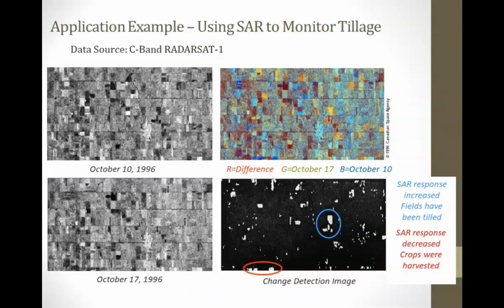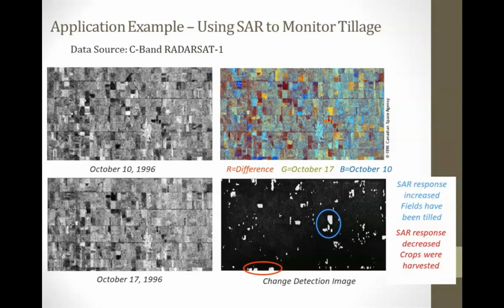Here's an example of looking at tillage. So again, this is looking at a change over time. This is one image that was acquired on October the 10th, and 1 week later we collected another radar image. And then we look at how the backscatter, how the response from the radar differed in this 1 week period. And in this bottom image, anything in white, the response that the radar collected in that 7 day period has changed. So either the response has increased in 1 week or it has decreased.